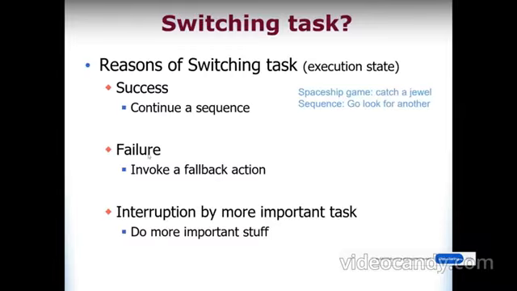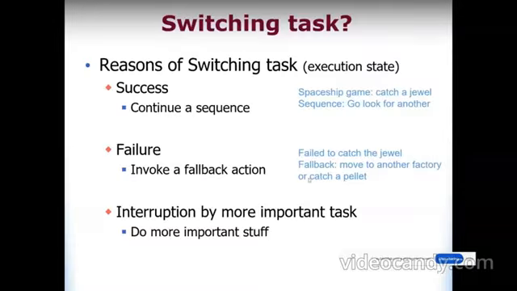So these three things can be modeled in your behavior tree and can be easily found in any game object. For example, in a spaceship game, if you catch a jewel, you are successful. Now you can look for patrolling or do something else. If you fail to catch a jewel, maybe you need to go patrol and look for another jewel factory to find another jewel or another pallet.